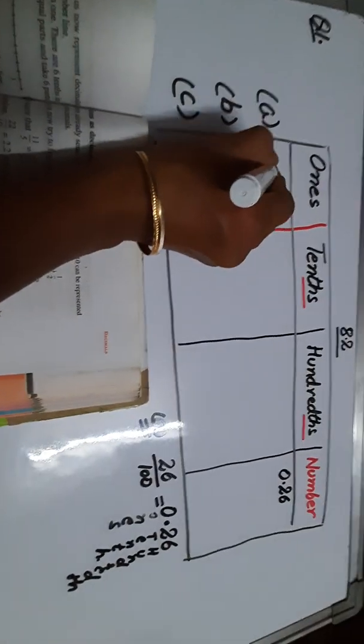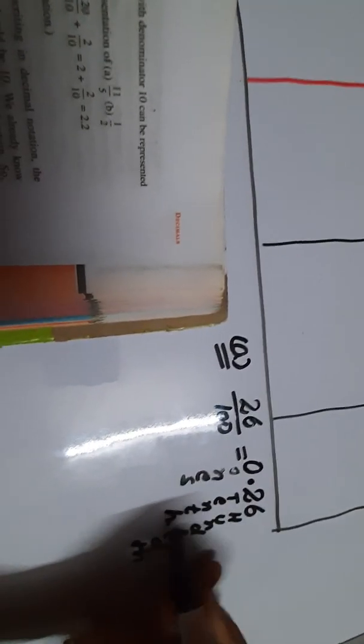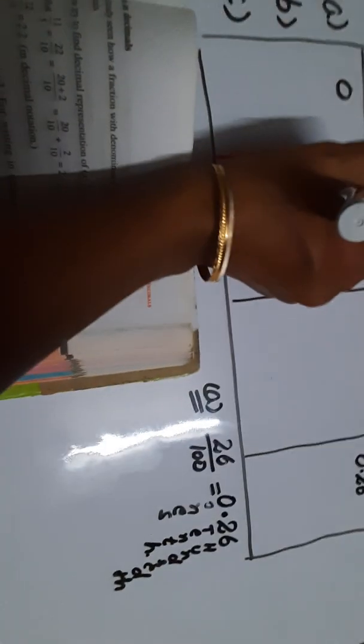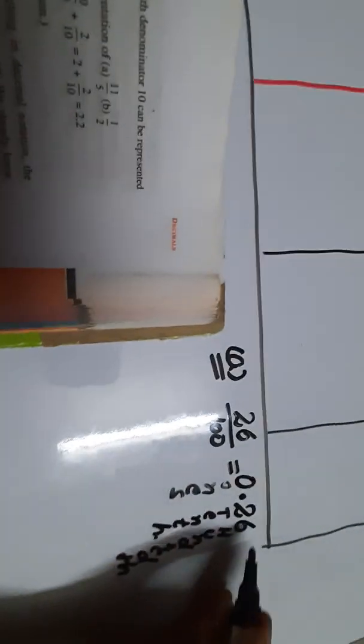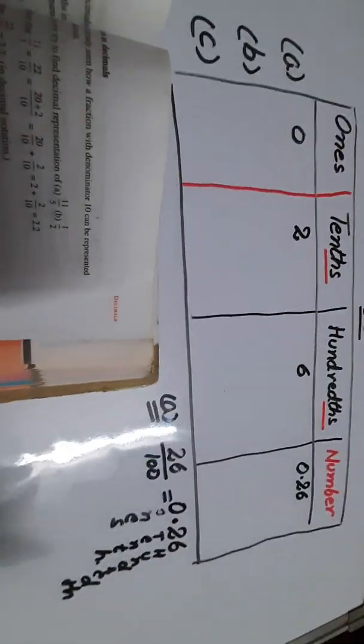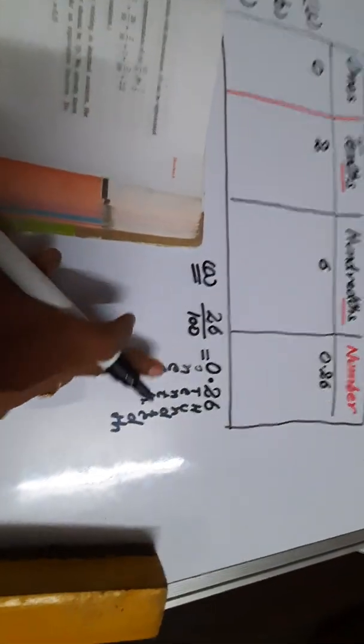So at ones place we have 0, so we will write 0 at ones place. At 10th place, on the right hand side of the decimal, 10th place is the first place, we have 2, so we'll write 2. On 100th place we have 6, so we'll write 6. So in this way you will fill the table, right? So do it in this way in your notebook also, right?